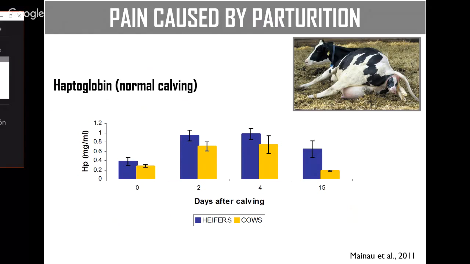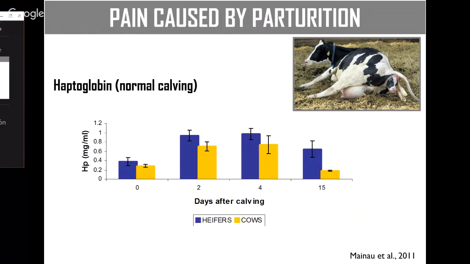So we can conclude that for heifers, 2 weeks after normal calving, they were still in an inflammatory state, very likely painful. The situation was not as bad for cows as it was for heifers, but even for cows, after at least 4 days after a normal calving, they were still in an inflammatory state. So this is cattle, not sheep.